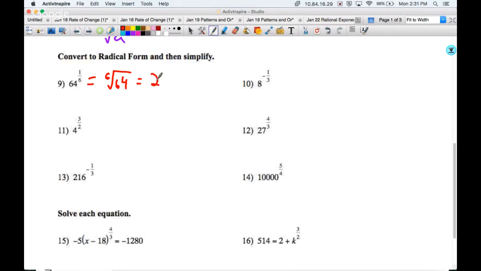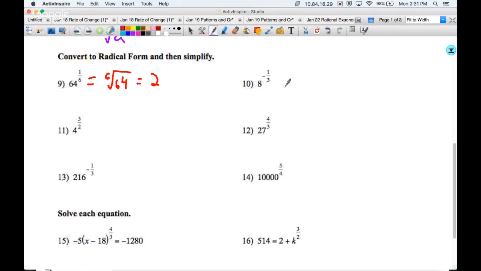One way to check this is to do 64 to the power of 1/6 in our calculators and make sure that we get a 2. Or we could double check by doing 2 to the power of 6 and making sure that that comes out to 64. Both work out.